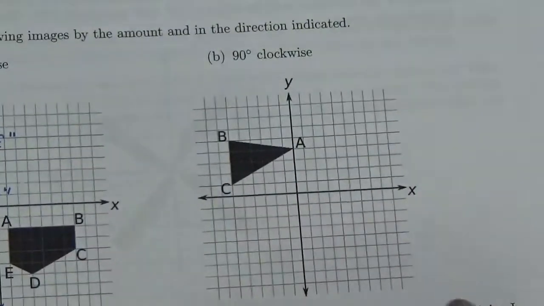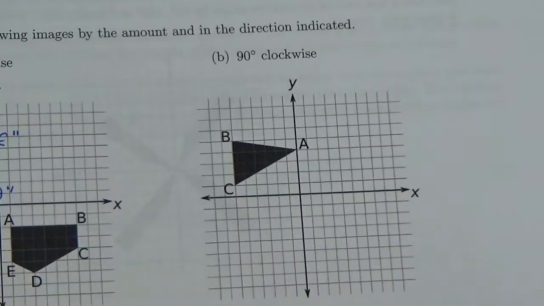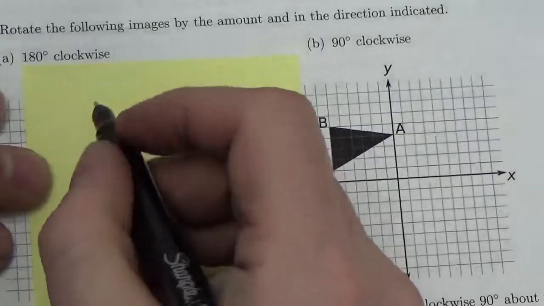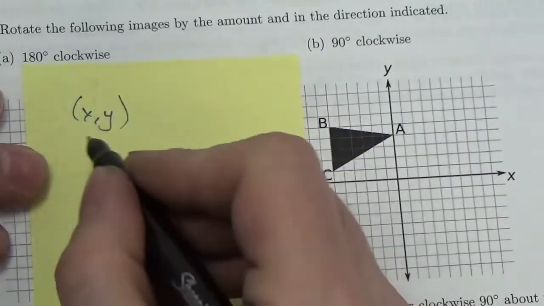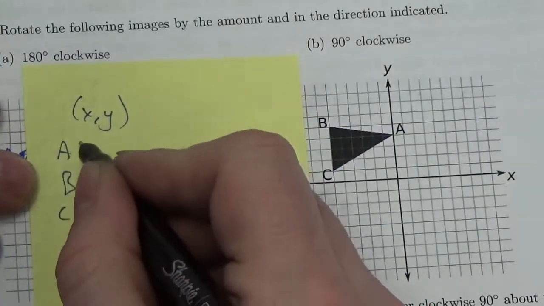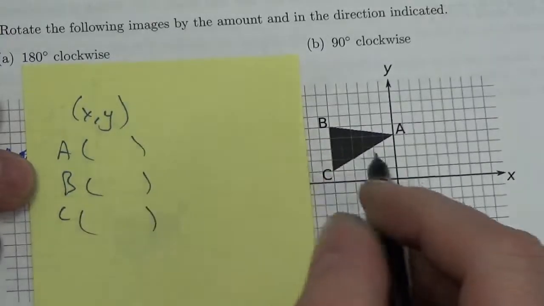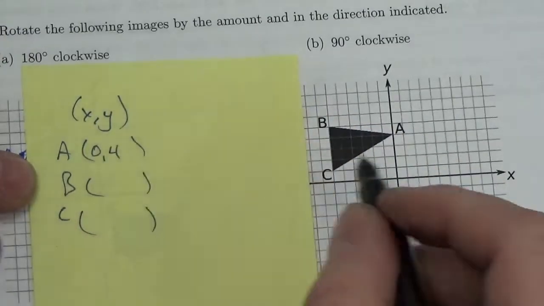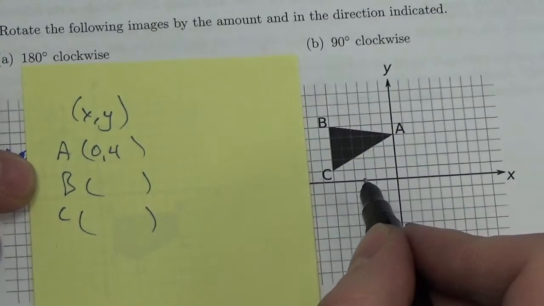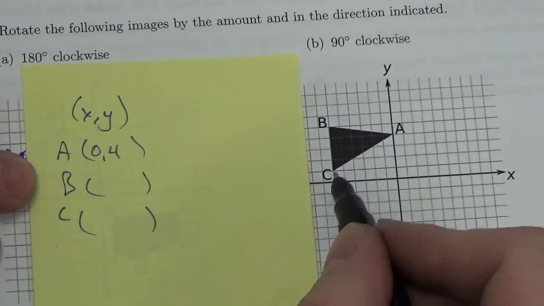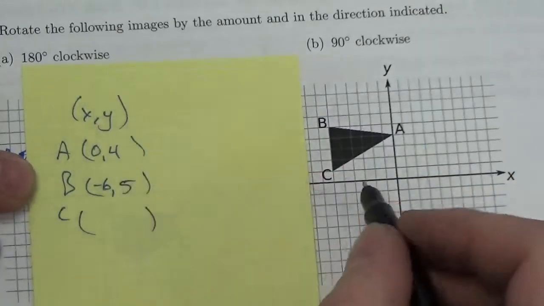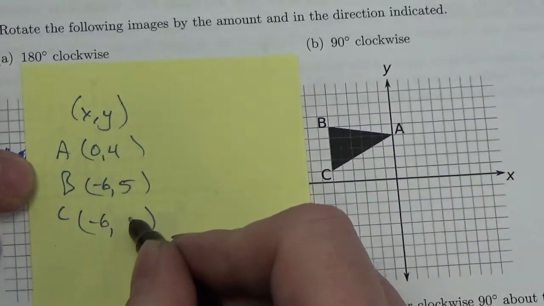Now let's take a look at the second question here, which in this case is just 90 degrees clockwise. With this one here, I'm just going to take our points once again. So x comma y, and then I've got A, B, and C. And the nice thing about this one is I've only got the 3 points to move. So A is the point 0, 1, 2, 3, 4. B is negative 1, 2, 3, 4, 5, 6. So negative 6, 1, 2, 3, 4, 5. And C is negative 6, 1.